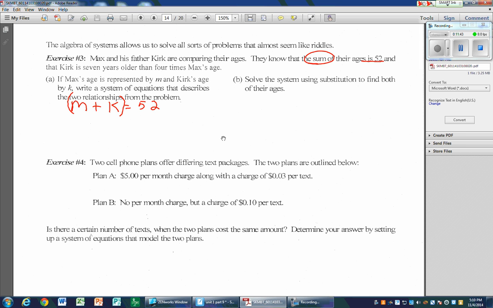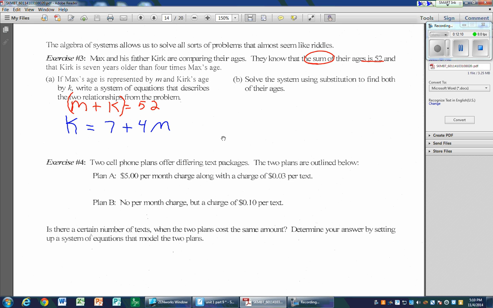And that Kirk, this is another equation. Kirk, I'm going to use a little bit darker color. Kirk is 7 years older: 7 plus 4 times Max's age. Okay, so hopefully you had that well before I did. So there are the two equations.